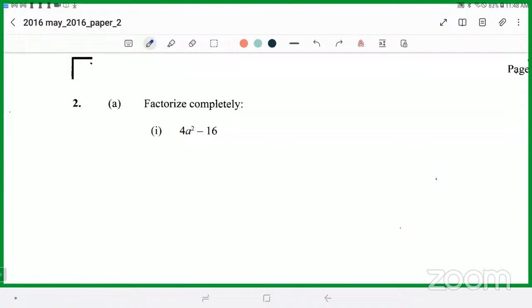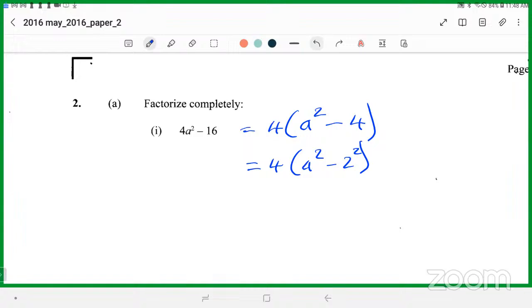I'm going to show you a mistake that some people made with this one. So I'm going to factorize the highest common factor first, which is a 4. And I'm left with a squared minus 4, because when I divide this 16 by this 4, I'm getting 4. Then inside, I have the difference of 2 squares. And so it will be 4 into a squared minus 2 squared.